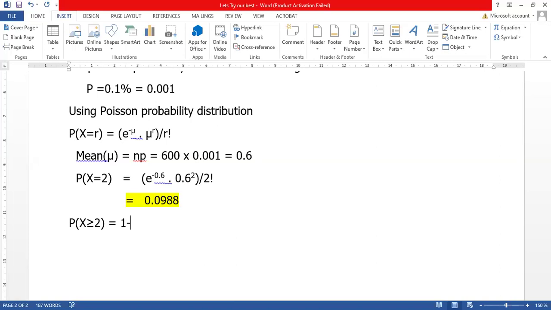So I get 1 minus what? The probability of X less than 2. Do I put less or equal to, or just less? Less.